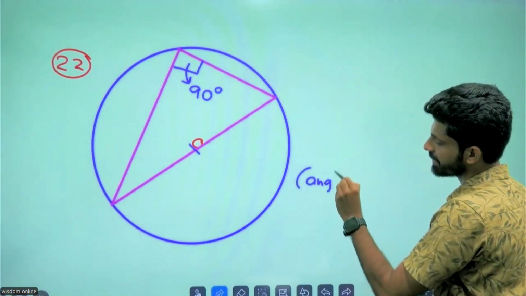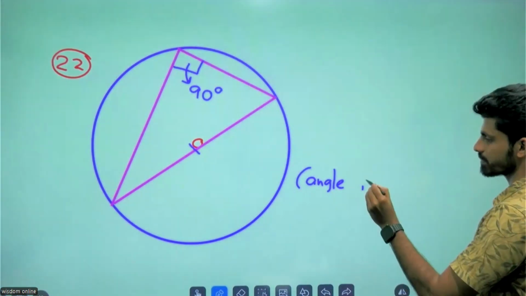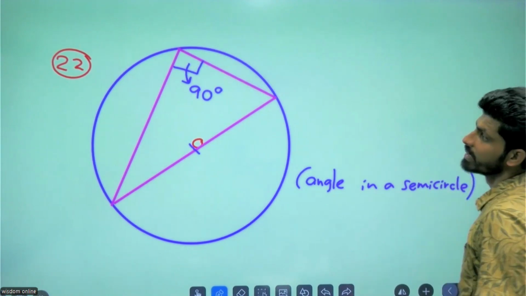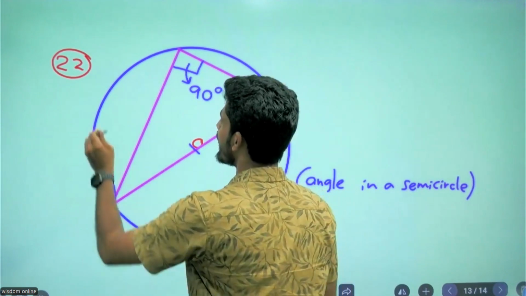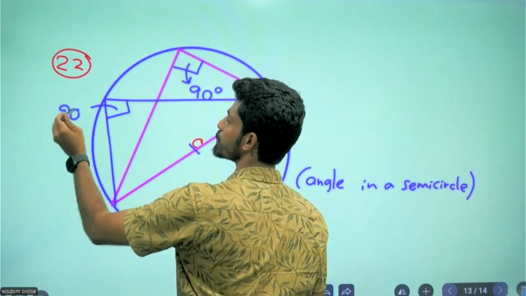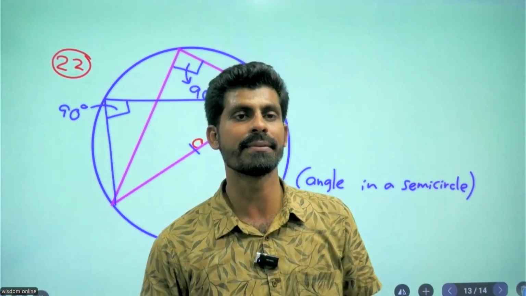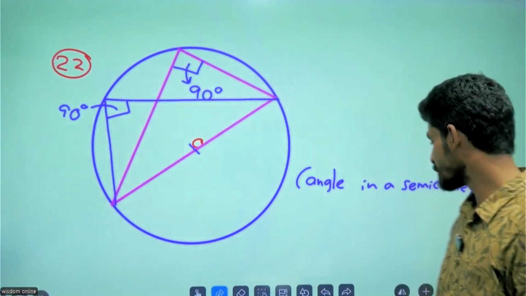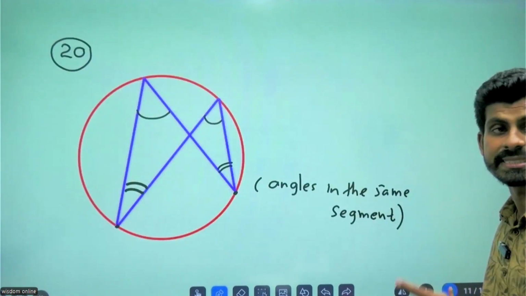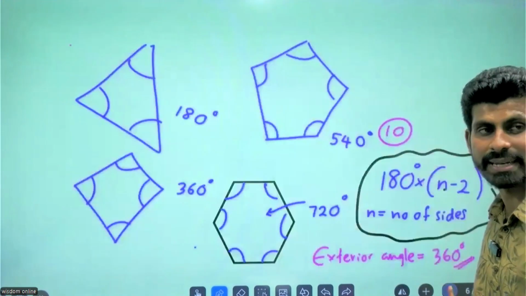So what is the theorem? Angle in a semicircle. If you are drawing any angles on the semicircle, all those angles are equal to 90 degrees. Right? So I have explained all the theorems related to grade 10. You can see that on the figure.